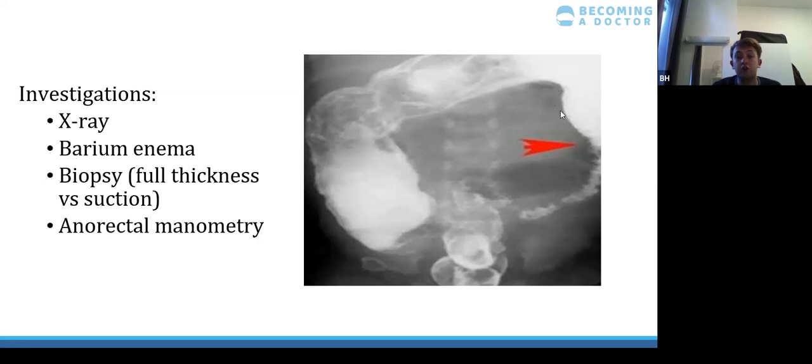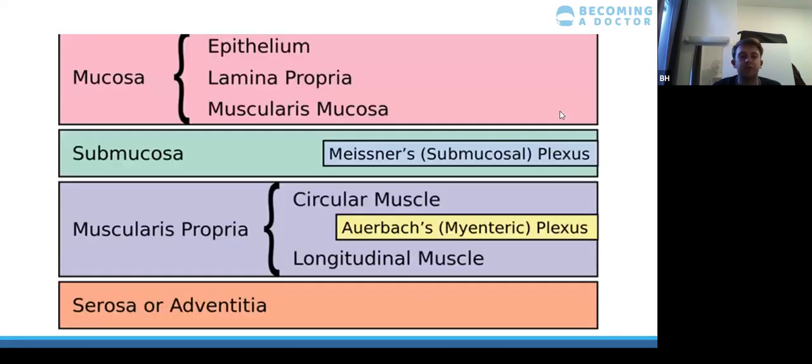And then to get a good diagnosis, we do a biopsy. So you can do a full thickness or a suction biopsy. A full thickness biopsy will go through the mucosa and through the muscle, whereas a suction biopsy will just go to the submucosa. So which do you think is better? Have a little think about which we would rather do in clinical practice.